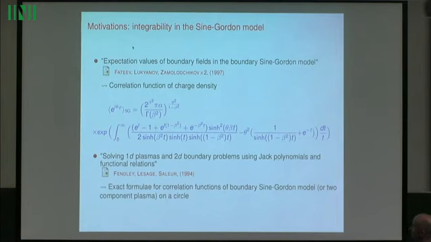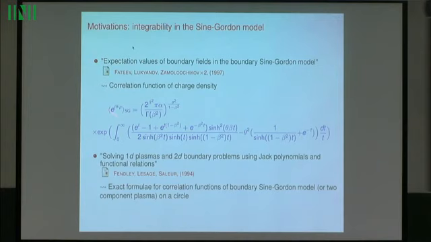Among them, there is this crazy formula. There is no need to understand this formula. It's just because I find it crazy that I put it on the blackboard, but there is no need to understand this formula in my talk. These are formulas that you can find in physics papers by the Zamolodchikov brothers and Faddeev and Lukyanov. So these are the only guys that can figure out such a crazy formula. And there are also some papers about 1D plasma and 2D boundary problems in the Sine-Gordon model by Fendley, Lesage, and Saleur.